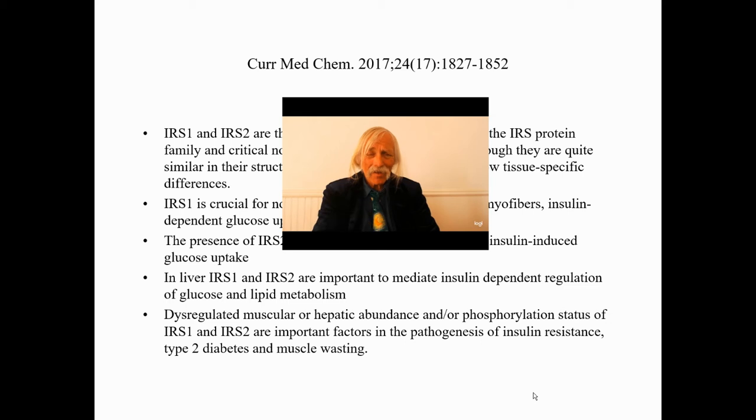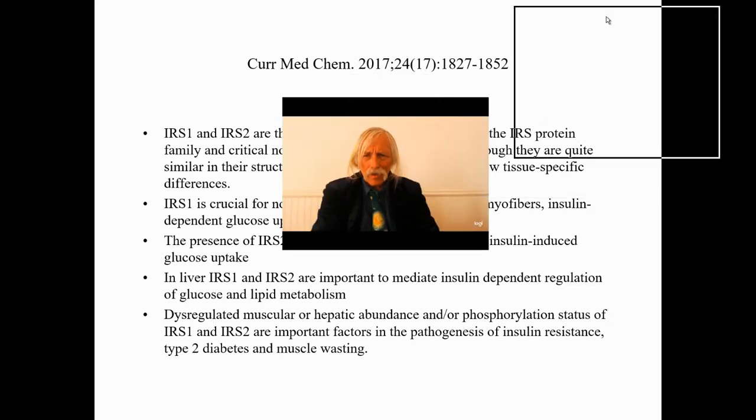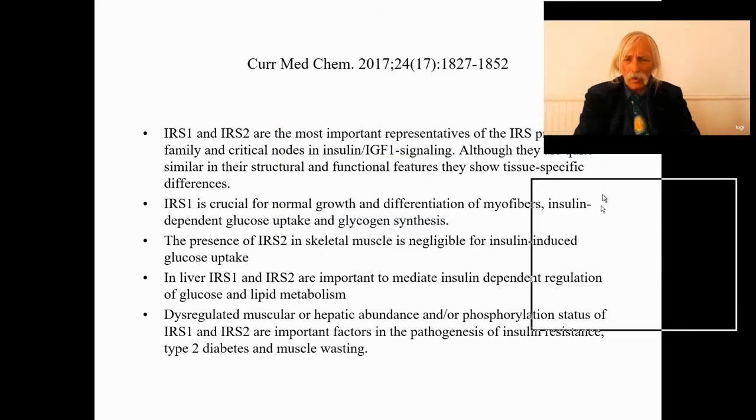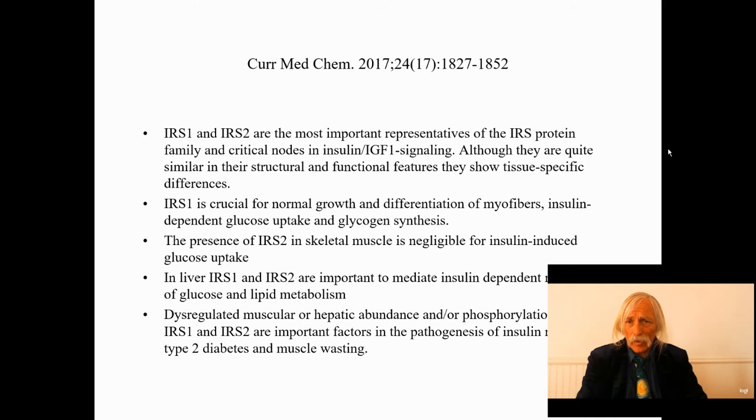All right. Now, I think we covered some of this just recently on the audio, but I want to do it again very quickly on the video. This comes from a paper published in Current Medical Chemistry. It talks about the insulin receptor substrates 1 and 2. These are the substrates for the insulin receptor, and they function in the liver. They also function in skeletal muscle. I'm going to show you a diagram about that, but let's go through the text first.